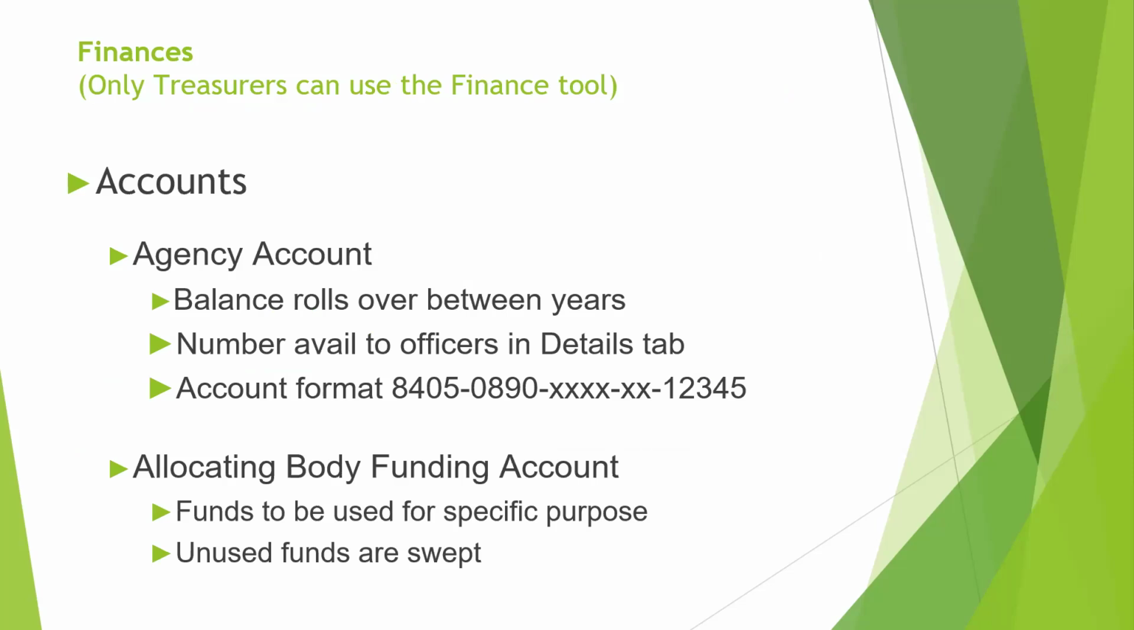Only the treasurers of your organization will have access to the finance tools. However, you need to have a basic understanding of how the accounts work here at Cleveland State. So essentially, organizations have 2 accounts. Their main account is what we call your agency account. That acts as your bank account.